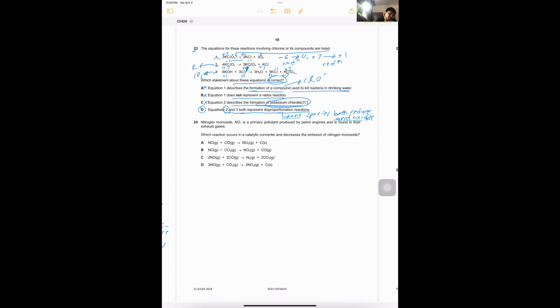So okay, question 24. Nitrogen monoxide is a primary pollutant produced by petrol engines and is found in their exhaust gases. So we know that the nitrogen oxides and the carbon monoxide are converted to nitrogen and carbon dioxide. So we'll see which equation. So it's NO plus CO giving NO2, wrong. NO plus CO2, NO2 plus CO, wrong. NO plus CO giving N2 plus CO2, this could be the answer. NO plus CO, carbon dioxide is one of the products, it's not converted, it's rather one of the products.